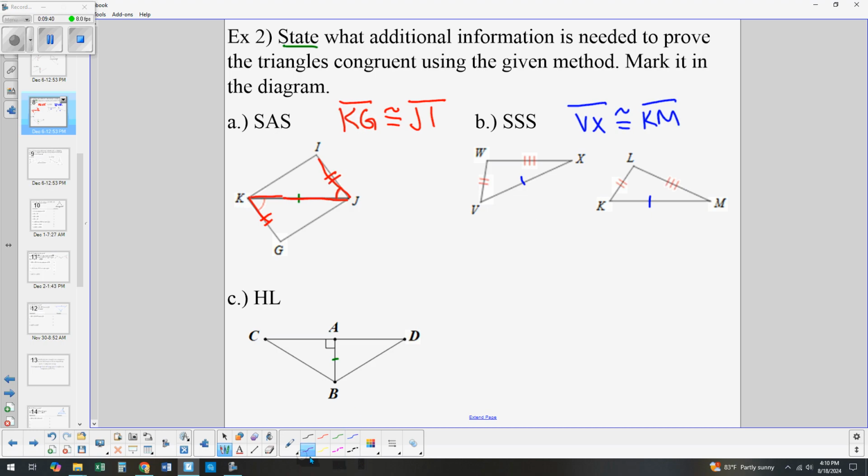And then our third one is HL. So we know that they're right triangles. We could add another right angle there if we'd like. We have a leg so far, right? This is not across from the right angle. This is the leg. So we need the hypotenuse. So across from this right angle is CB, and across from this right angle is DD. So that would be the additional information that we need to prove by HL.